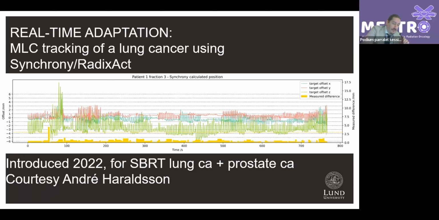The other thing is the small yellow bars at the bottom of this graph. They relate to the measured difference in position, and it's really quite low, in the range of a millimeter or so. So the precision is quite impressive, and it's working quite well. It's not for all patients, because in some cases it's difficult to see the tumor. This is work by Andrea Horace.